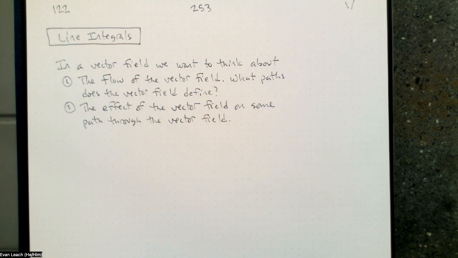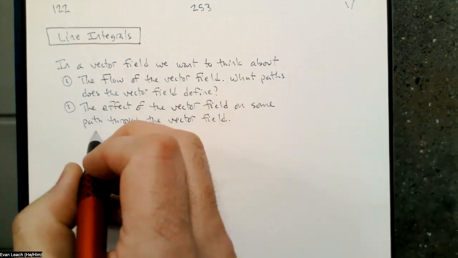All right, so with line integrals, we're really going to be looking at the effect of the vector field on some path through the vector field. We're going to focus on this second question. What is the effect of a vector field on some path through the vector field? This is where we're going to look at the interaction between two vectors. Here we're going to be concerned about the interaction between two vectors.